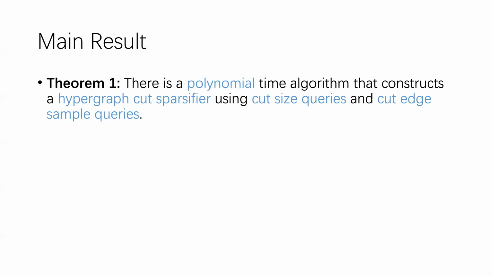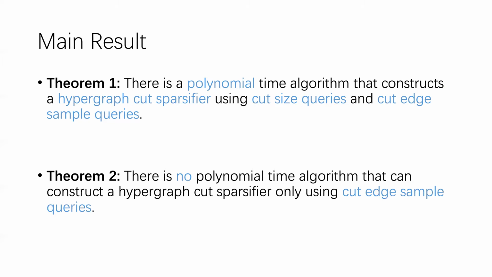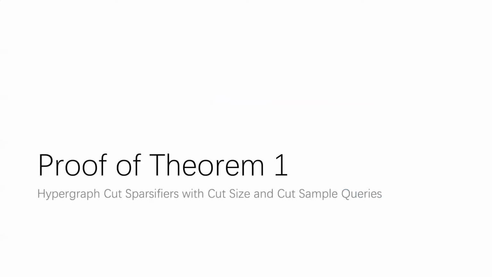In this work, we prove that there is a polynomial time algorithm that constructs a hypergraph cut sparsifier using cut size queries and cut edge sample queries. And as a complement, we also prove that there is no polynomial time algorithm that can construct a hypergraph cut sparsifier using only cut edge sample queries. In the rest of the talk, I will introduce the ideas of proving the first theorem, which is how to construct a hypergraph sparsifier using cut size and cut sample queries.